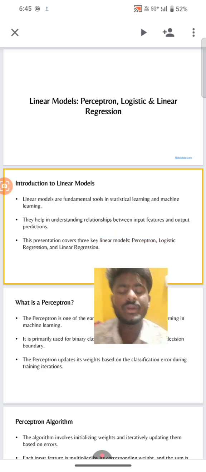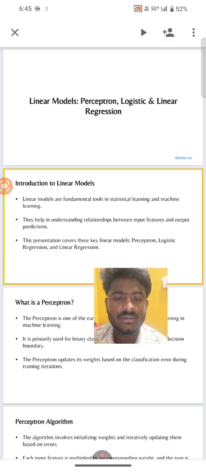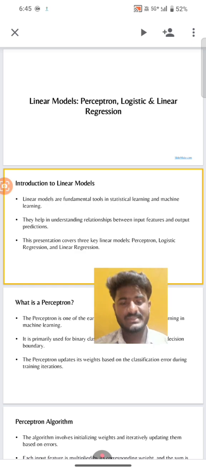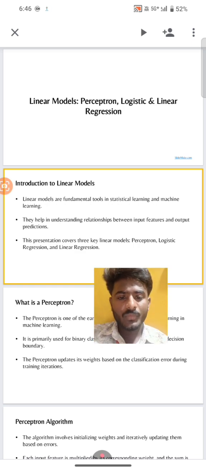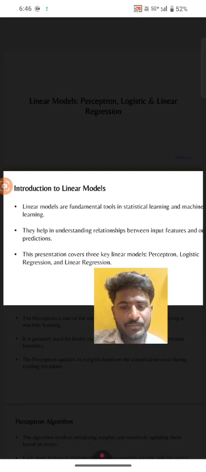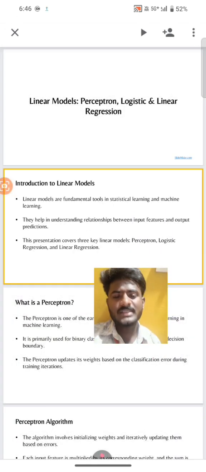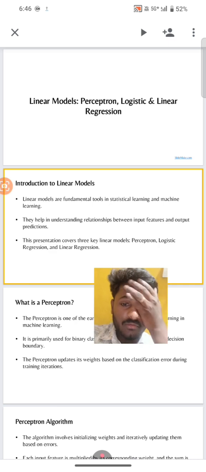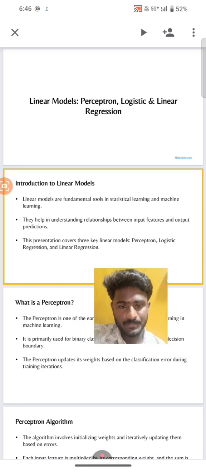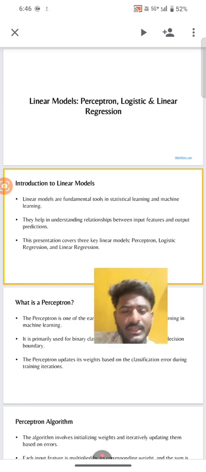Linear models are fundamental tools in statistical learning and machine learning. They help in understanding the relationship between input features and output. This presentation covers three key linear models: perceptron, logistic regression, and linear regression.